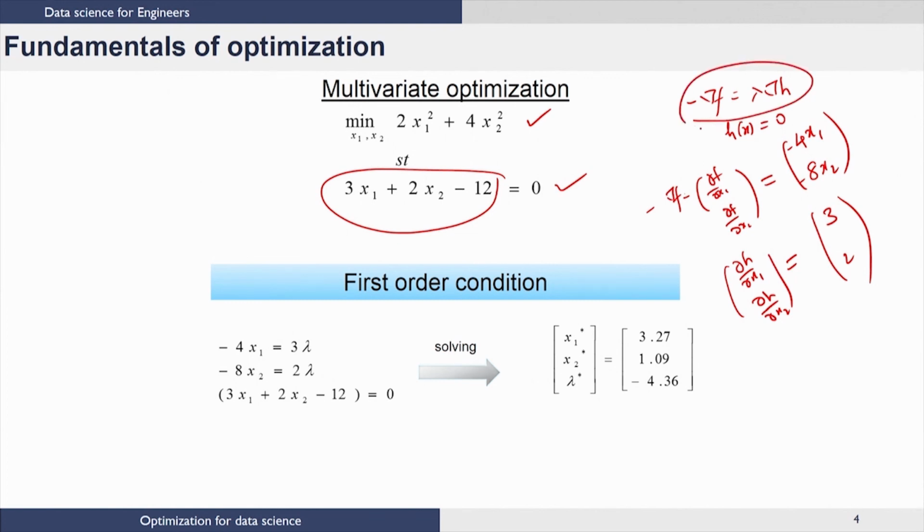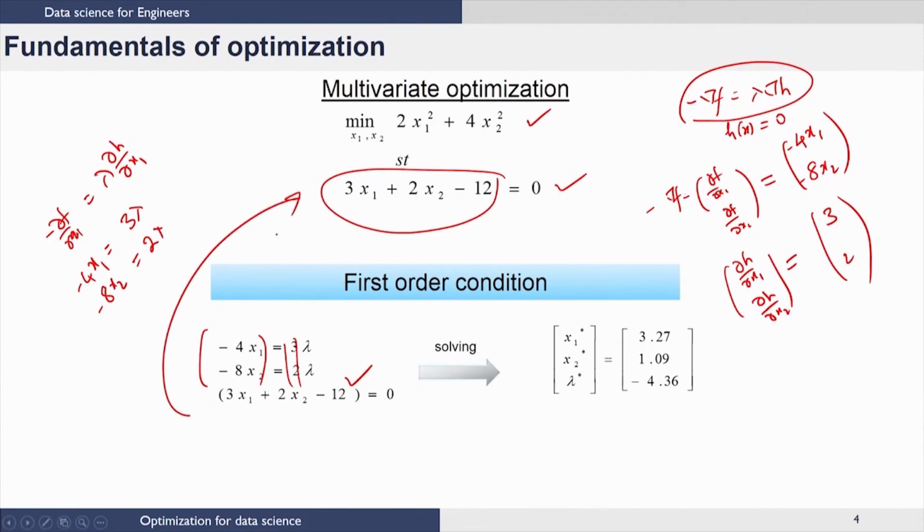So, now let us see what this equation becomes. If you put this in a bracket, you will see this easily. The first equation is minus dou f dou x1 equal to lambda dou h dou x1, and we have minus 4x1 equal to 3 times lambda. Similarly, the second equation would turn out to be minus 8x2 is equal to 2 times lambda, and this equation is basically the same equation as the constraint equation that we have here.